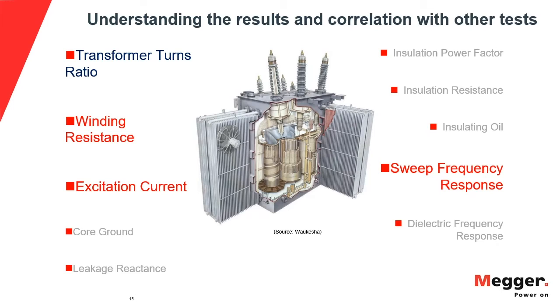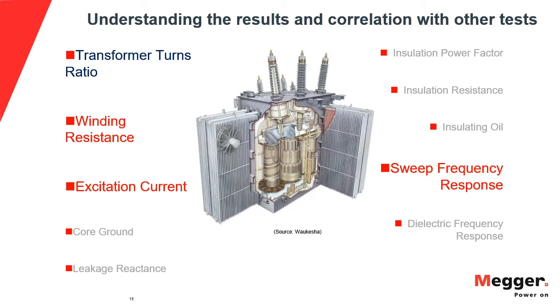So what is the relationship between these numbers, the TTR of my transformer, to other measurements that I can do? Or in other words, what can I do if I run my TTR and I get unexpected results, a percentage error that is greater than plus or minus 0.5%, or my phase deviation is too large, or the excitation current pattern that I was expecting is not appearing in my results?